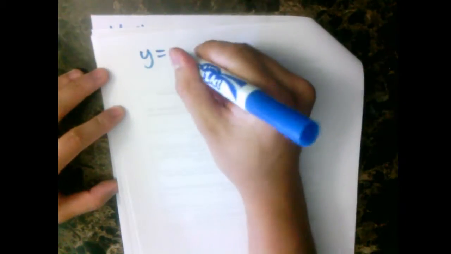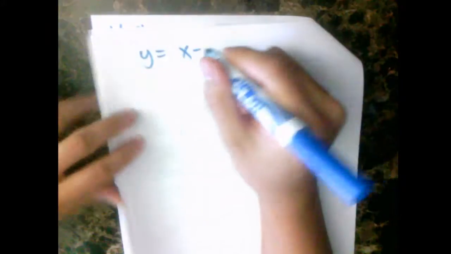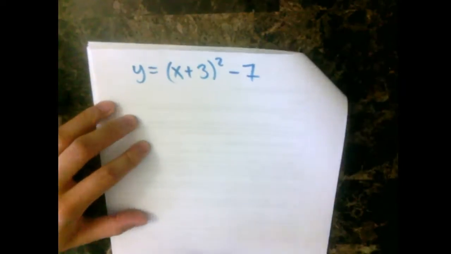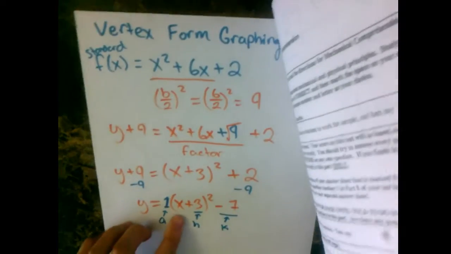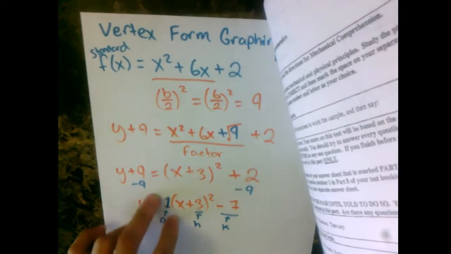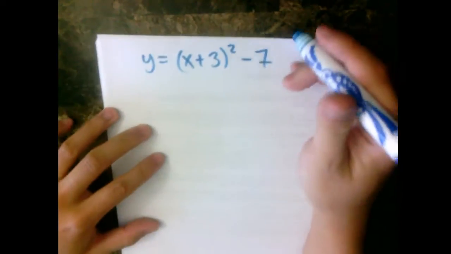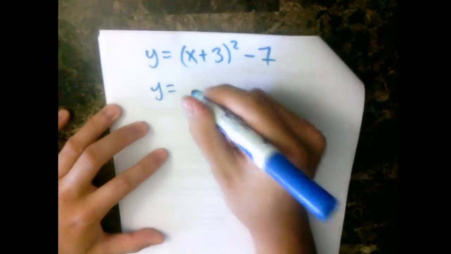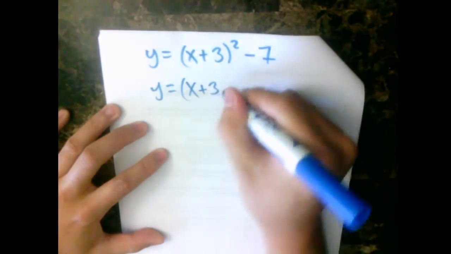Y equals x plus 3 squared. What was the last value? It was minus 7. Okay. And all I did was I rewrote the equation from back here that you guys just solved. All right, so our goal is going to be to get from back here back up to this. And all you're going to do here is you're going to FOIL this out. So y is equal to x plus 3 times x plus 3.